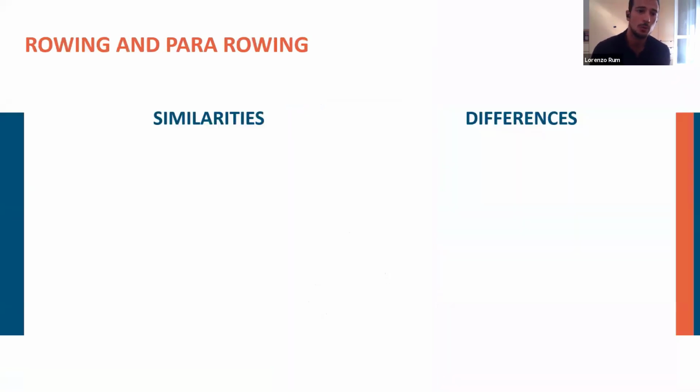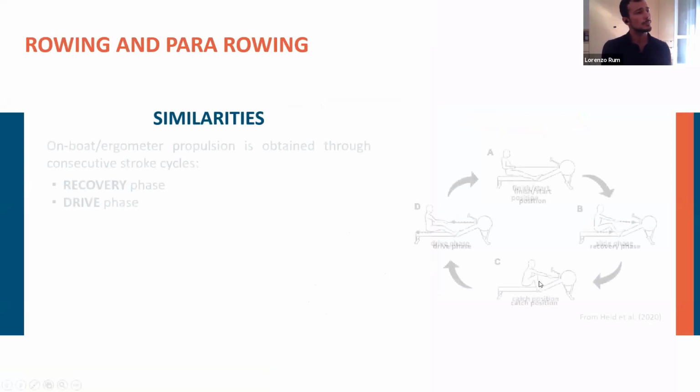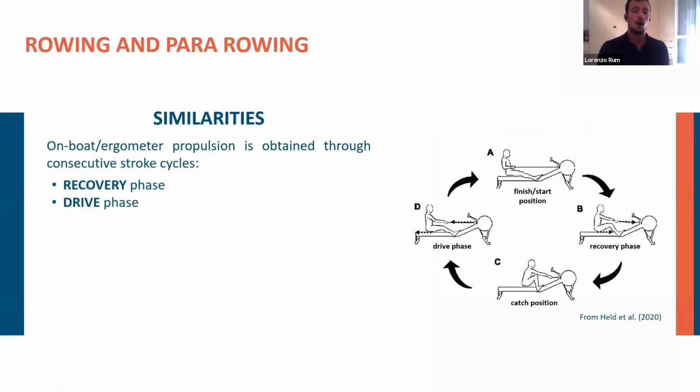As an adapted version of rowing, para rowing shares with the main sport some similarities and differences. Among the similarities, on-boat or ergometer propulsion is obtained through a consecutive execution of stroke cycles, where each cycle can be divided into a recovery phase and a drive phase. The recovery phase begins at the finish or start position, where the legs and back are fully extended, the arms are flexed and adducted tight to the body, and continues as the rower slides forward until reaching the catch position. From this point, the drive phase begins and the rower applies a pushing force to pull the handle backwards until reaching again the finish or start position.